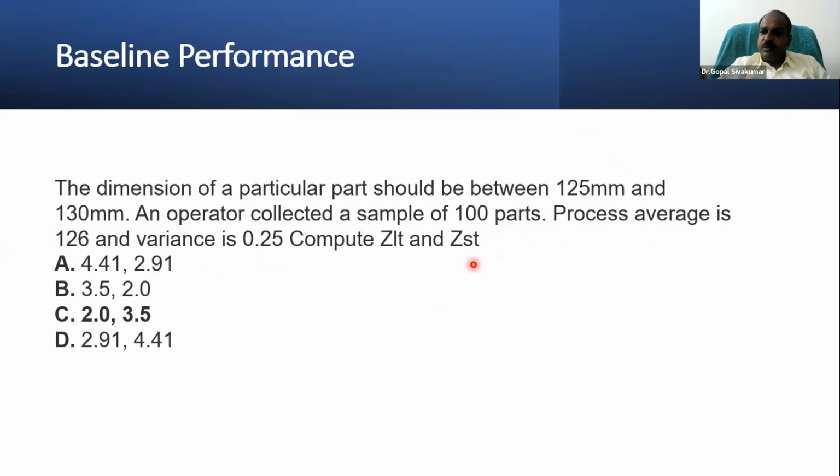Now tell me, will you be able to calculate ZLT and ZST with the same Excel file I have shared? Yes, sir. Definitely yes. But the only challenge here is we need process average and standard deviation. But what is given? Process average is given, 126. What is this 0.25? 0.25 is variance. Tell me, will you be able to convert variance into standard deviation?